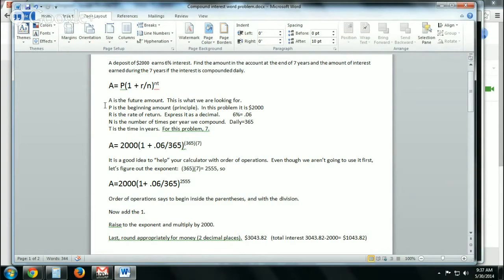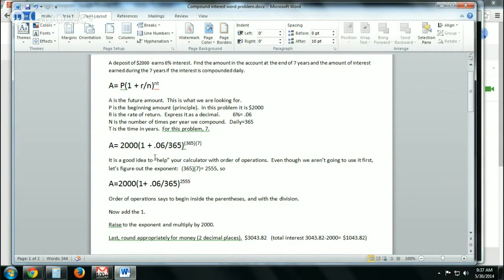R is the rate of return. Now, our calculator wants us to express that as a decimal, so instead of saying 6%, let's change that to 0.06. N is the number of times per year that we compound. For daily, that'll be 365. And T, the time in years, for this problem, it's going to be 7.